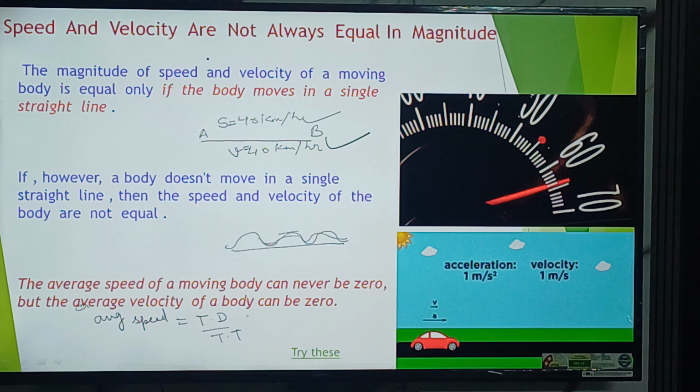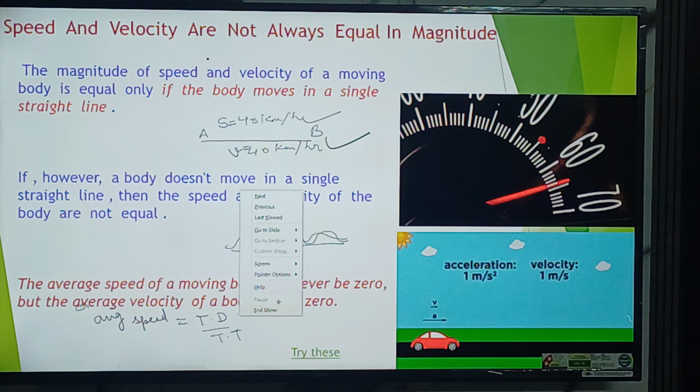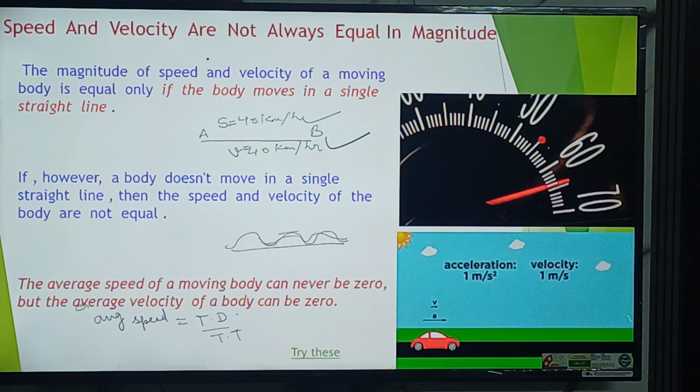So here we are actually taking the length of the path. So the length of the path cannot be zero. That is why the average speed of the body can never be zero, because here we are taking the actual length of the path in the total interval of time. Here we are taking the sum of the actual length of the path. So it cannot be 0.